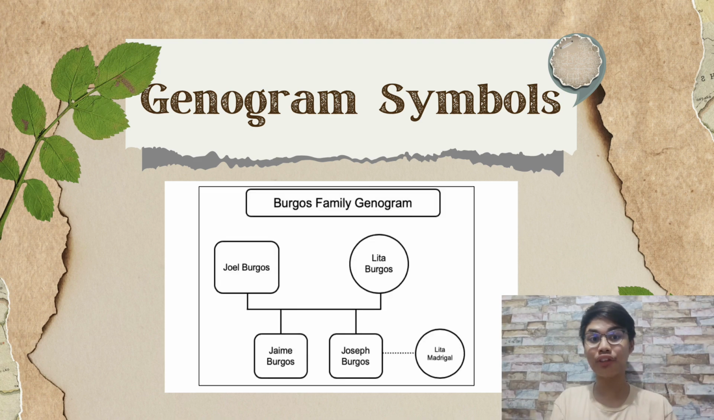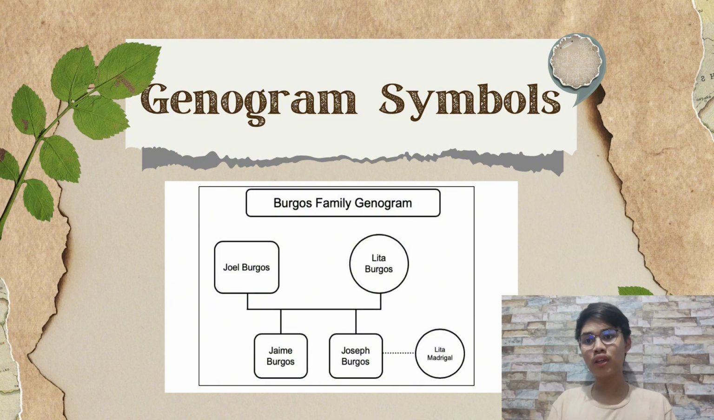Now let us apply what we have learned in this module using the Burgos family genogram. In the Burgos family genogram, we have Joel Burgos. He is a male since he is represented by the shape of a box. And Lita Burgos, on the other hand, is a female, obviously because she has the shape of a circle. These two are a couple. Down under, we have Jaime Burgos and Joseph Burgos. Both of them have the shape of a box.